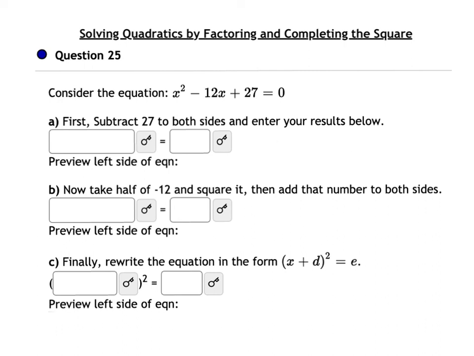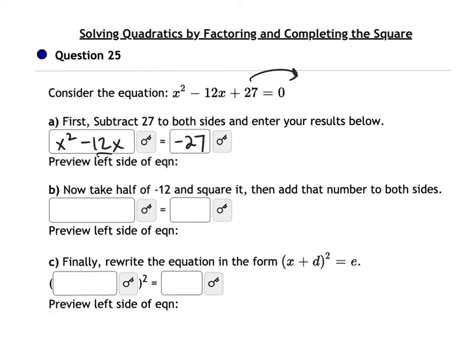This is completing the square in steps to help you get the steps down. The first step is to subtract 27 from both sides and enter the results below. This would be x squared minus 12x. And when I move the 27 to the other side, I subtract it. So on the other side, it'll be negative 27.